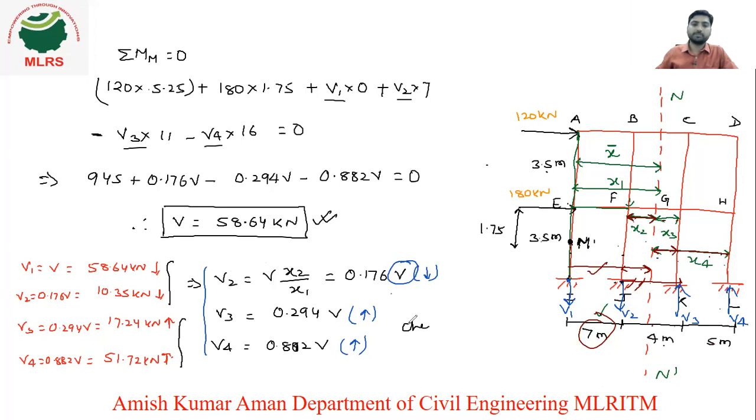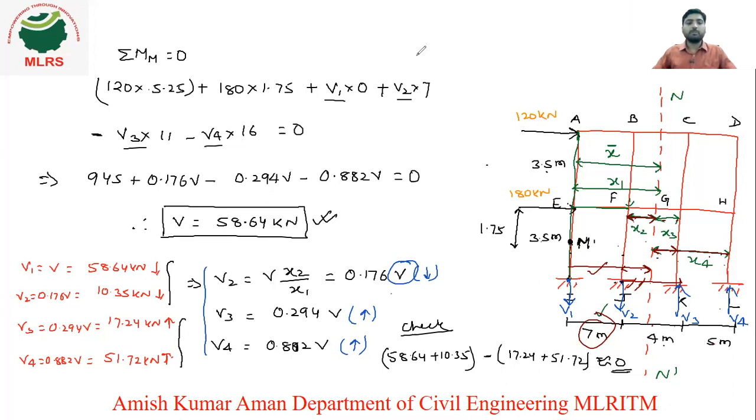This you can check. Upward direction forces, you can see here, this is 58.64 plus 10.35. This is upward direction forces, minus downward direction 17.24 plus 51.72. If you do this, it will be nearly equal to 0. If it is coming nearly equal to 0 means correct, we are proceeding correctly.